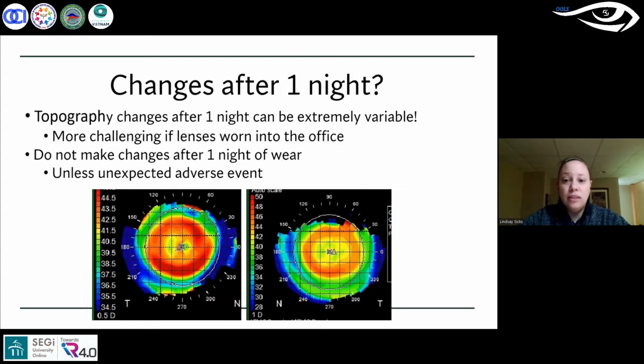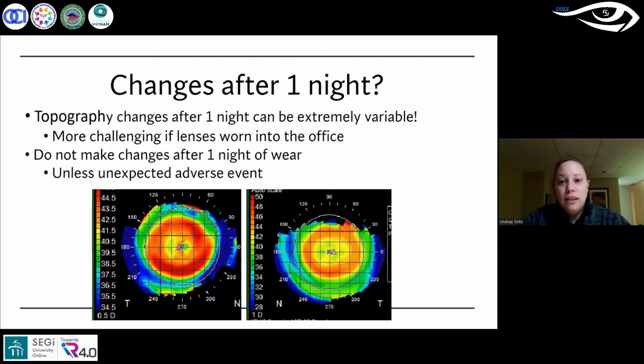You can have a patient that gets treatment for just a few minutes. Their vision is better after they take the lenses off, and it goes back very quickly. So by the time you get them to the topographer, they may not have as much treatment effect as you would expect. That does not mean you need to make a change.